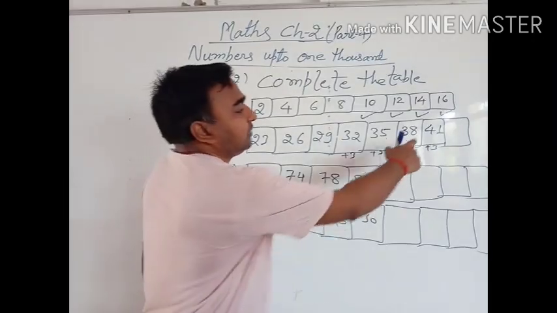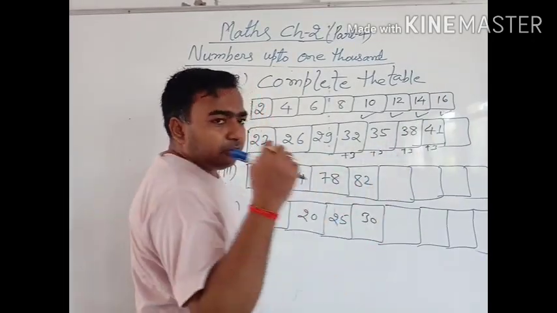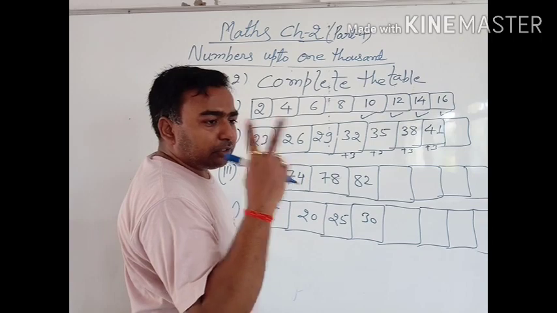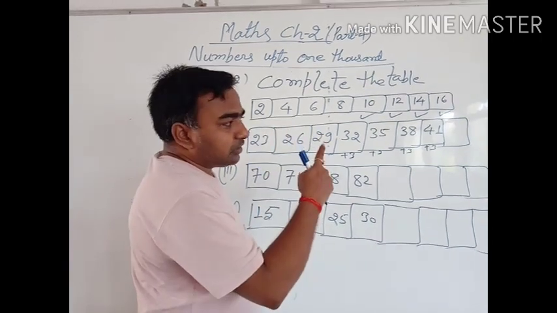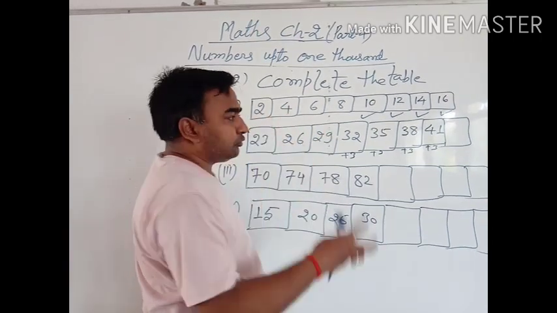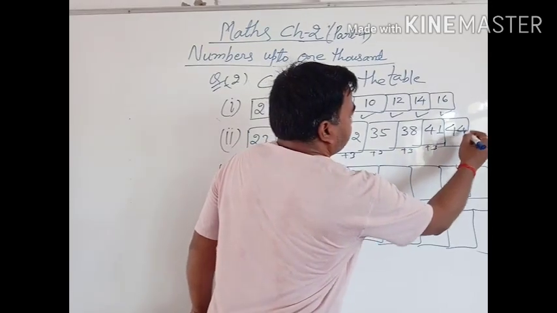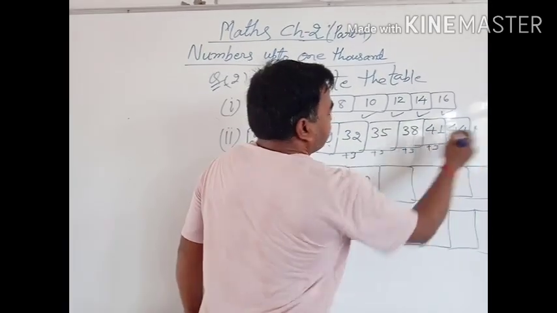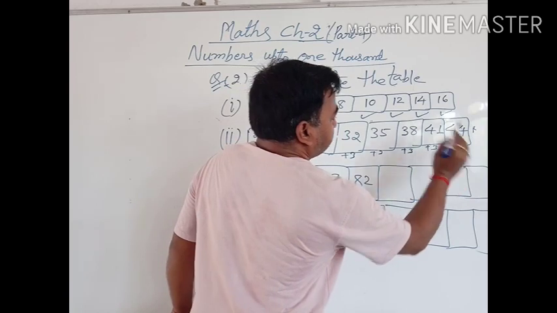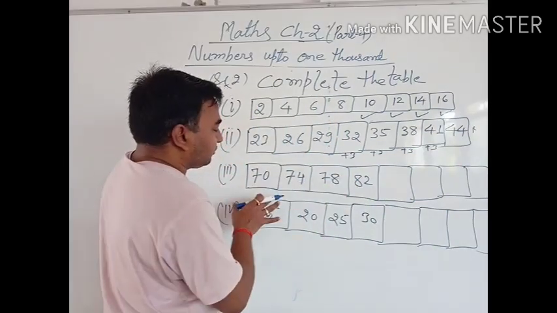Once again we add 3 to 41: 42, 43, 44. What is the next number? 44. So this is our answer. Okay. Now next question, question number 3.